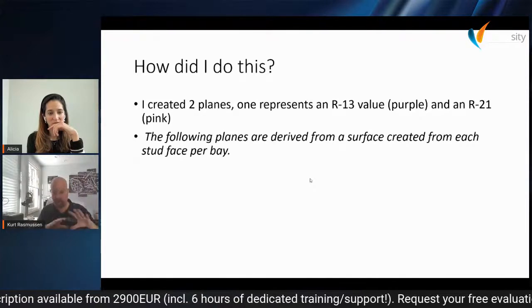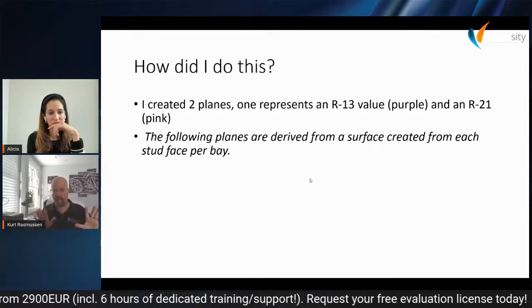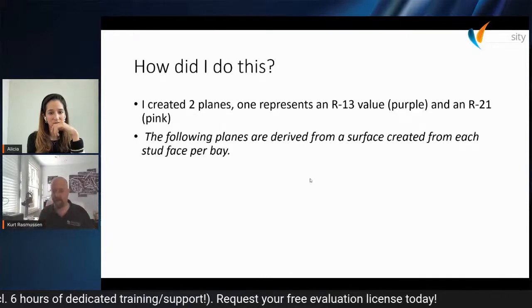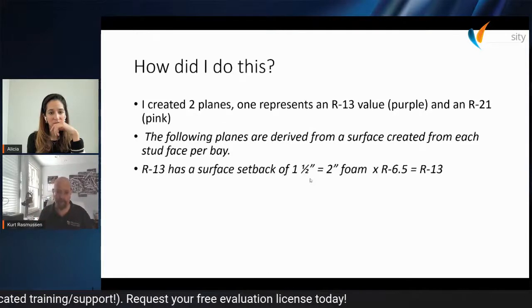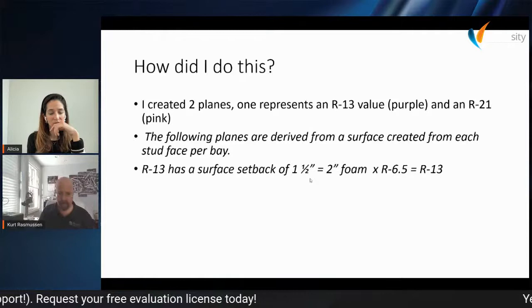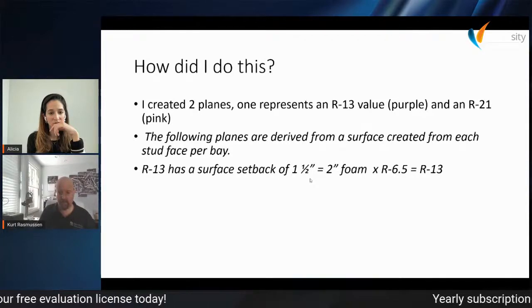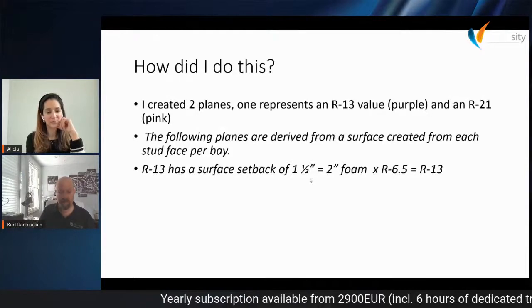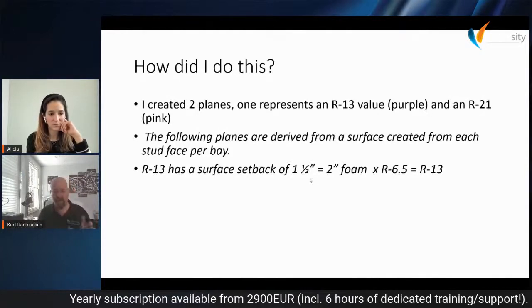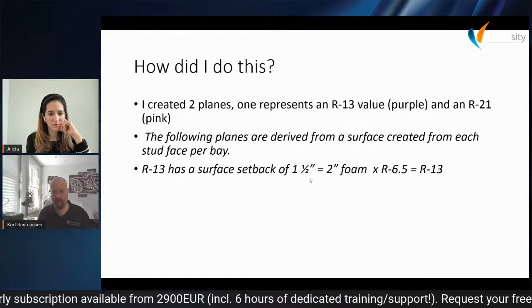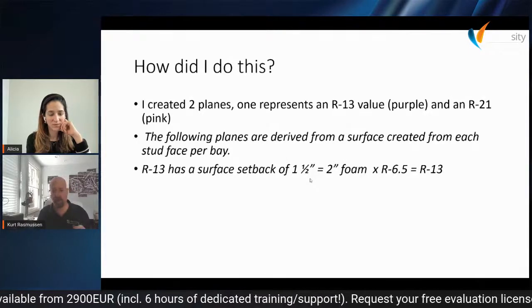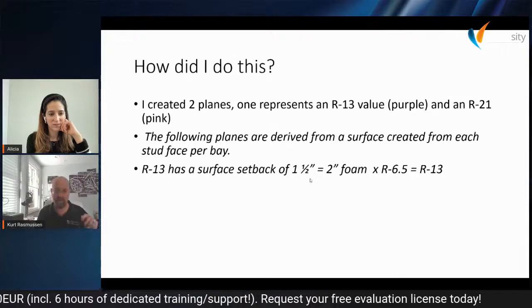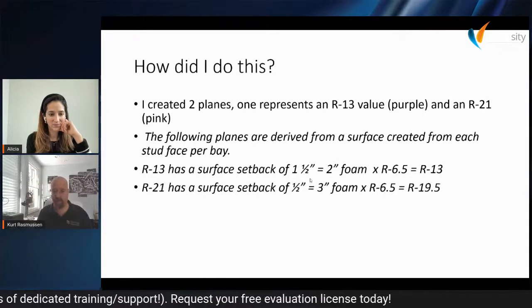Basically, like I said, I put it on the face of the bay and then just moved it backwards there. So kind of in a negative measurement. So the R13 has a setback of 1.5 inches, 2 inches of foam, which is R6.5 per inch, which would give us the R13 if we were only doing an R13. Now, the reason why I'm mentioning this R13 was because there was times I'm saying, look, you're charging me for 21, but you're still not even giving me an R13 value.